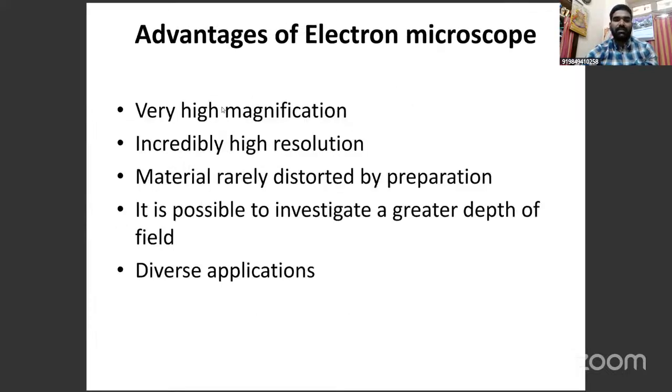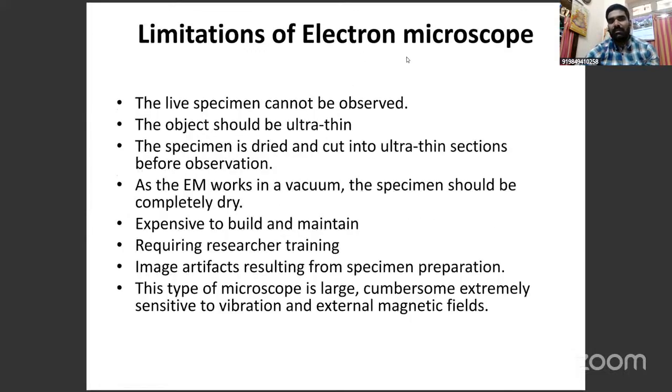Advantages of electron microscope: very high magnification. It gives incredibly high resolution. Material is rarely distorted by preparation. It is possible to investigate great depths of field. So diverse applications are possible with this electron microscope. What are the limitations? Let us see the limitations or drawbacks of this electron microscope.